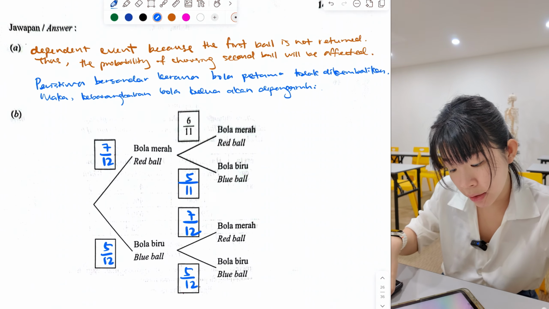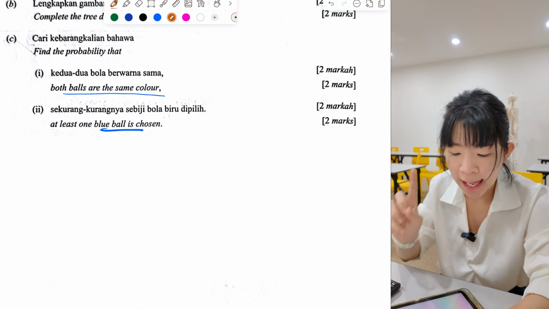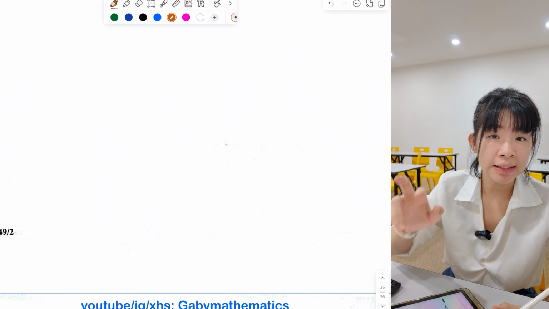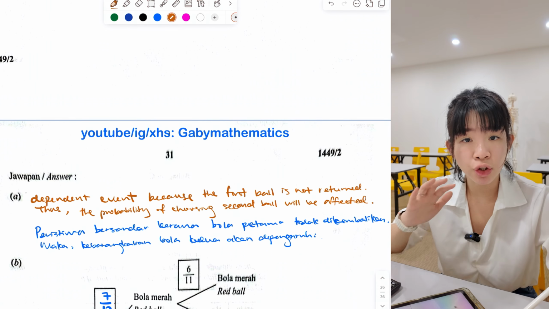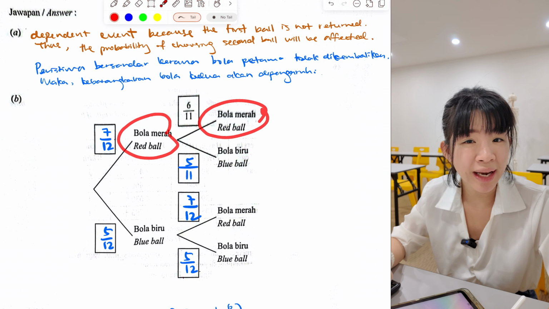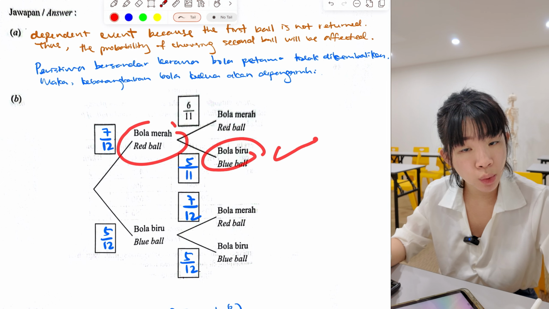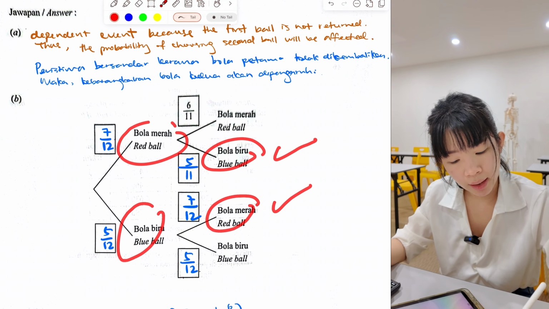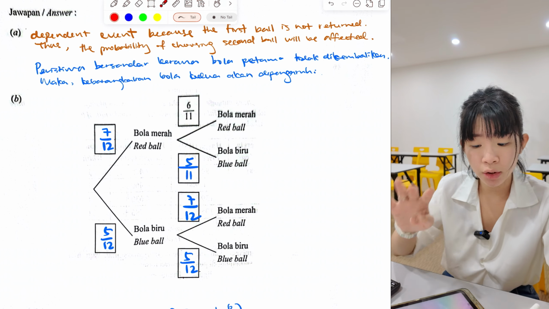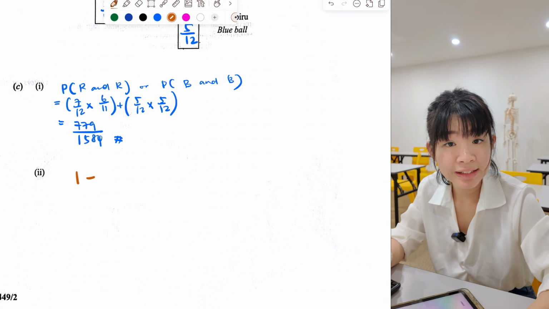Okay, so part 2. They ask for at least 1 blue ball is chosen. So you have to think at least, the meaning of at least, sekurang-kurangnya. So you choose 2 balls, one of it at least has to be blue. Which combination you don't want? If it's red, do you want? You want at least 1 blue ball, so this combination we don't want. Red, blue, this one okay, at least 1 blue. Blue, red, this one okay. Blue, blue, this one okay. So among these 4 combinations, you don't want red. So it will be easier to take 1 minus the combination we don't want.